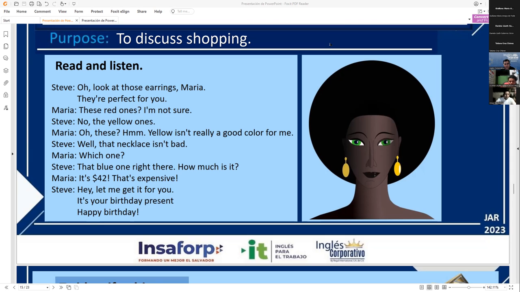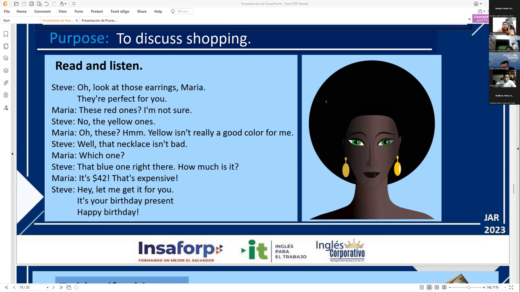Oh, look at those earrings, Maria. They are perfect for you. These red ones. I am not sure. No, the yellow ones. Oh, this. Yellow isn't really a good color for me. Well, the necklace isn't bad. Which one? That blue one right there. How much is it? It's $42. That's expensive. Hey, let me get it for you. It's your birthday present. Happy birthday.